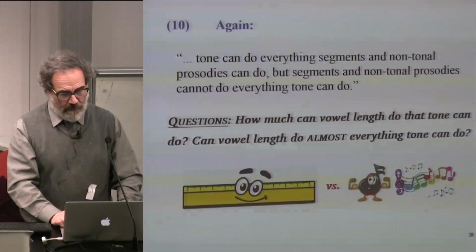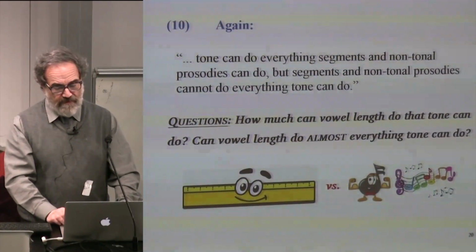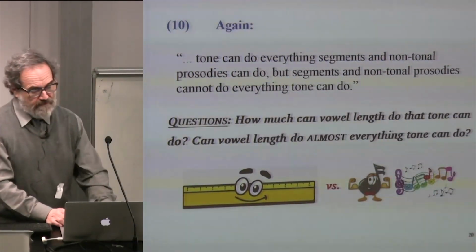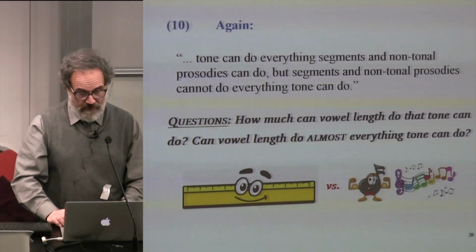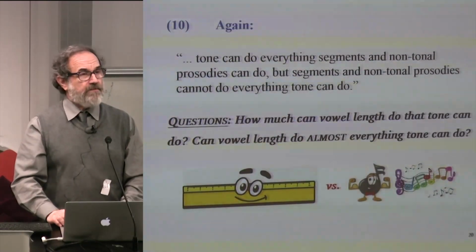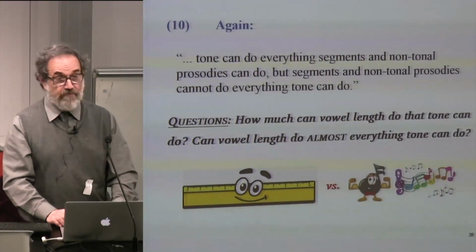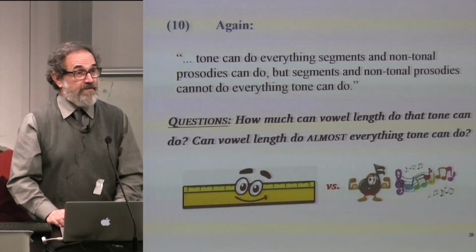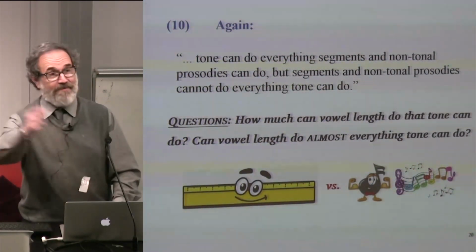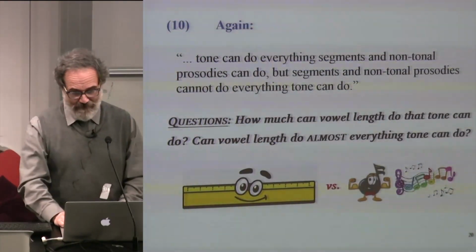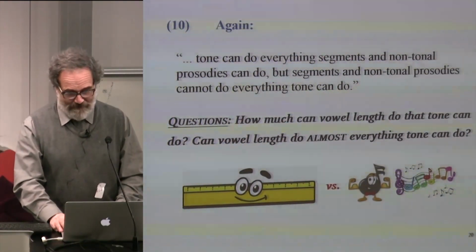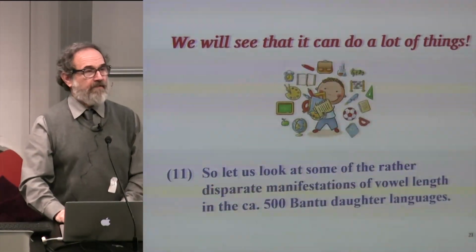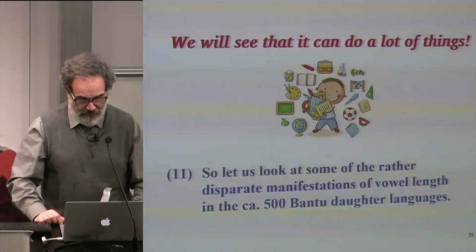So again, tone can do everything segments and non-tonal prosodies can do, but segments and non-tonal prosodies cannot do everything tone can do. So the questions are, how much can vowel length do that tone can do? Can vowel length do almost everything, even though it can't do what Giriama can do, shifting to the end? Maybe it can do almost everything. And how does that compare with segmental phonology? We will see that it can do a lot of things. That's what I'm going to show you.